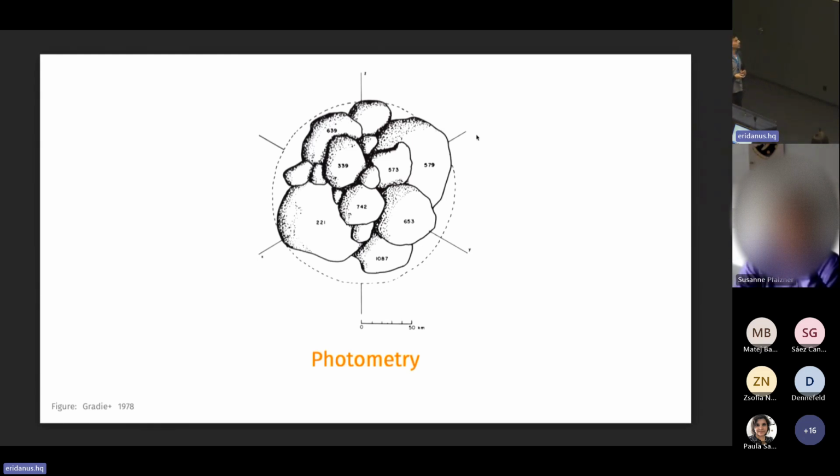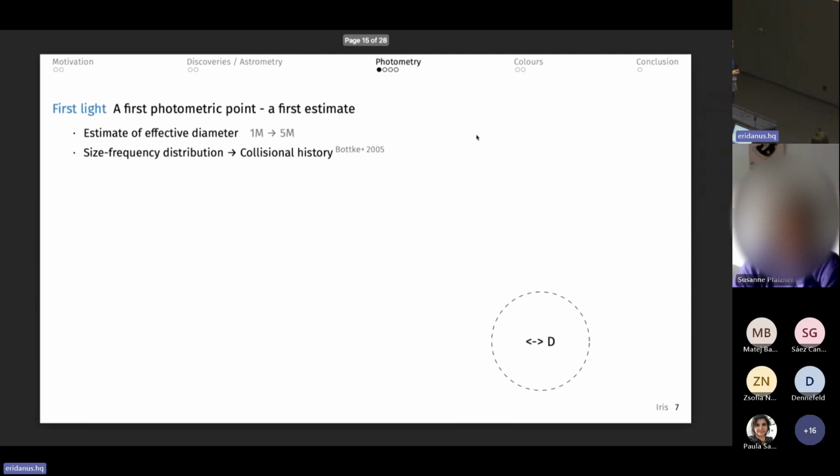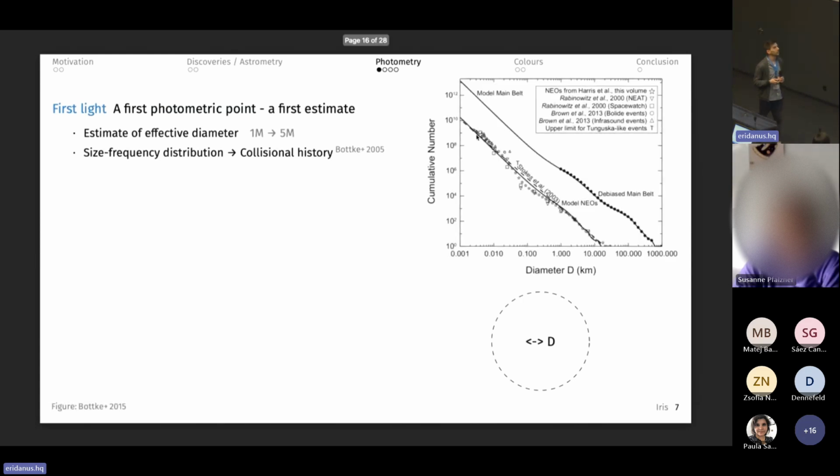And we can start with the very first photometric point that we have of an asteroid. We can immediately use that to make a size estimate. So to estimate the effective diameter of this asteroid. Granted, if you know nothing else about the asteroid, you should put 50% error bars on this estimate, but nevertheless, you can use it. And then you have this for 5 million objects. So once again, you can make size frequency distributions of the objects in the main belt, for example.